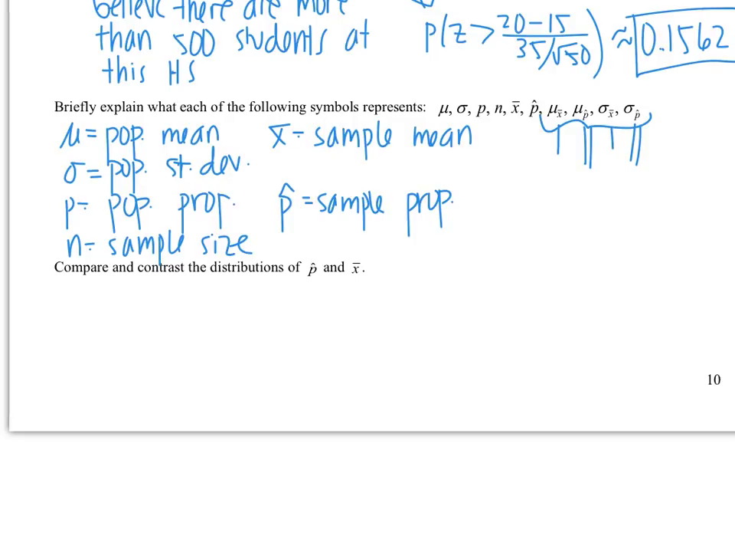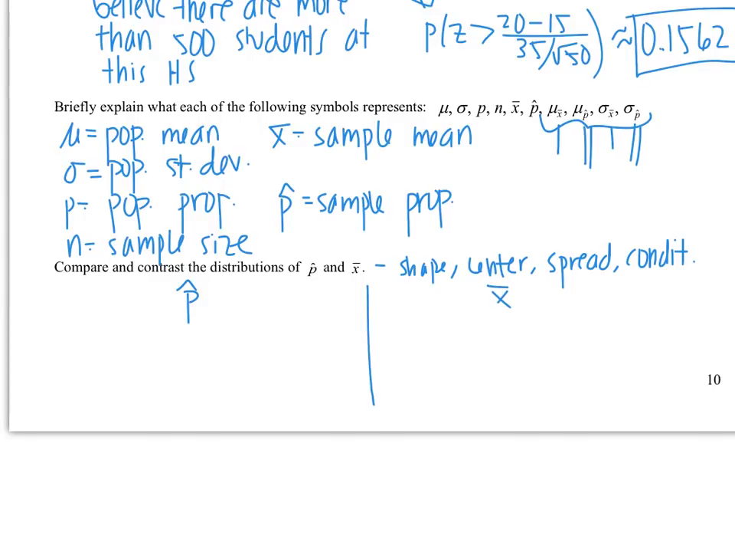Last thing, I want us to compare and contrast the distributions of p hat and x bar. Specifically, we care about shape, center, spread, and any conditions. So I'm just going to make a table. Left side, I'm going to talk about p hat. Right side, I'm going to talk about x bar.